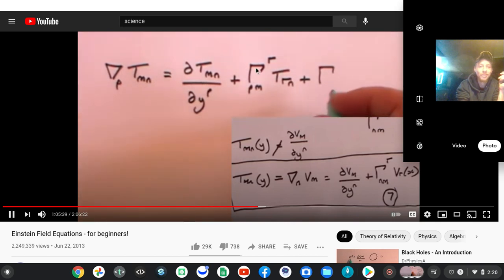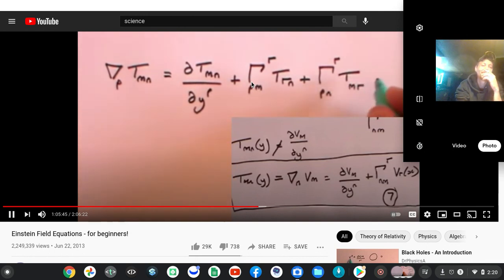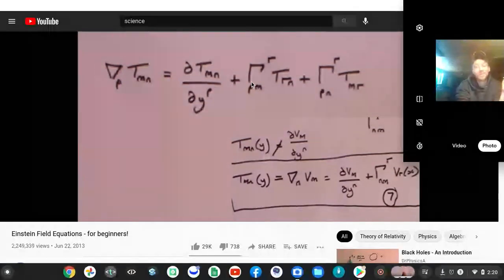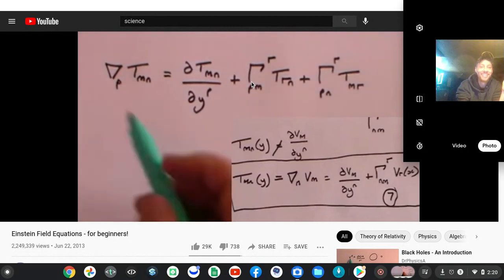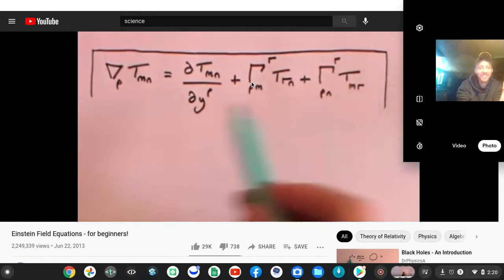a Christoffel symbol for the N element. And that's the transformation of a tensor from one frame of reference, sigma, to another, lambda. And we'll call that equation number 8.